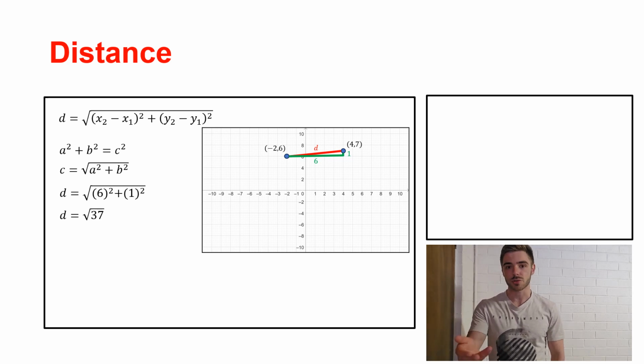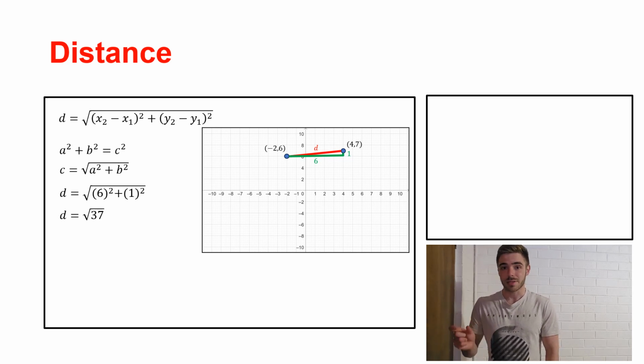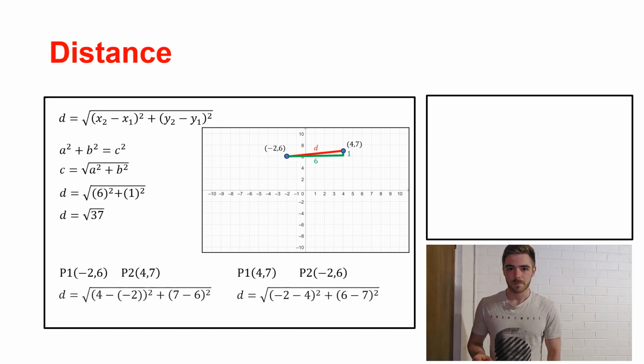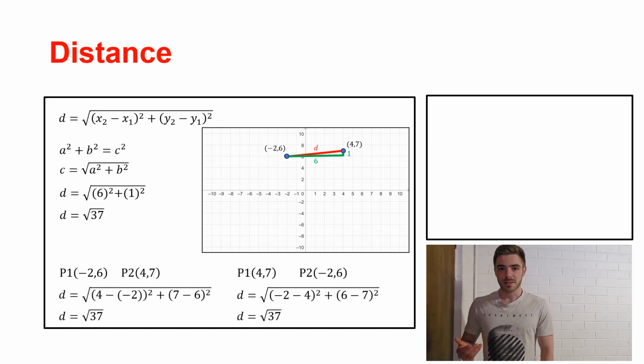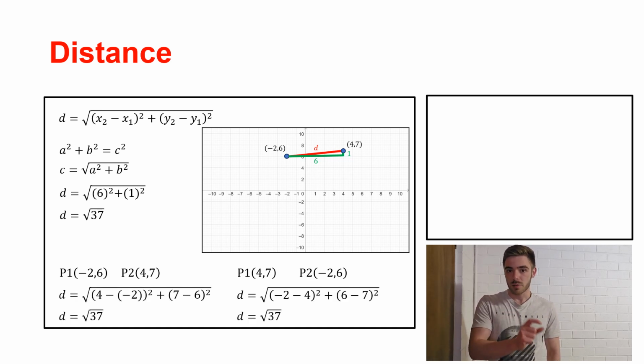You don't have to build that triangle every single time you do a question like this. That was purely just for a visual aid. You can just directly sub in each of those points into your distance equation. It's also worth noting that it doesn't matter what you decide to be point 1 and what you decide to be point 2. You can flip the order around and still get the exact same result.